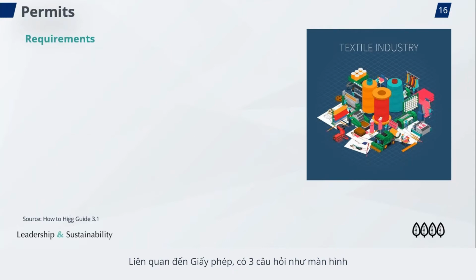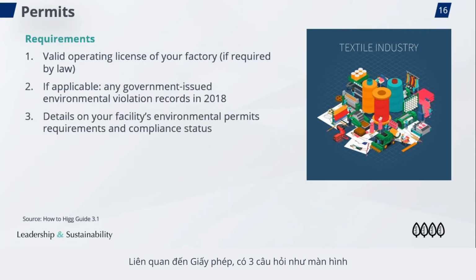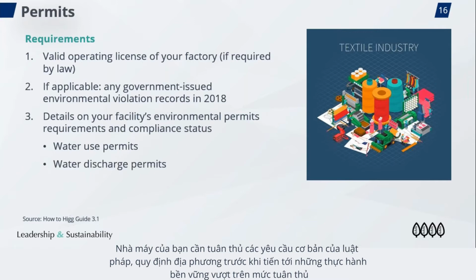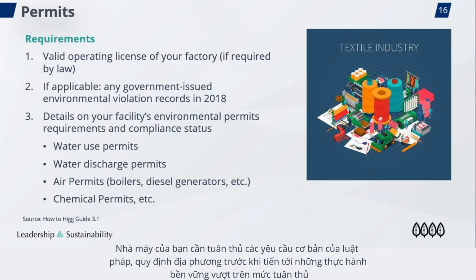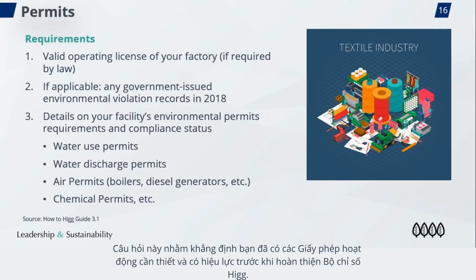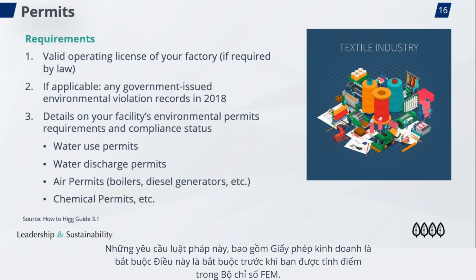Permits. Could you open the questions, Karin? Question 1 and 2 and 3. There are 3 questions in here. The intention of these questions, actually question 1 and 2, is that your factory must meet basic local regulations before proceeding to beyond compliance sustainability behavior. These questions confirm that you have a valid operating license before completing the Higg Index. As I mentioned at the beginning, an operating license is a must to score points if it's required by law.